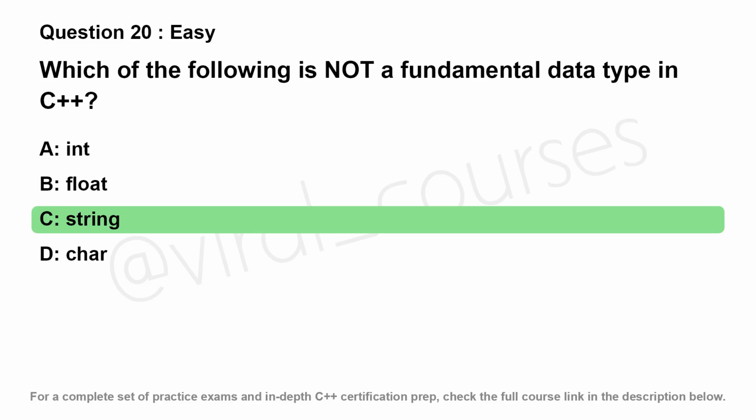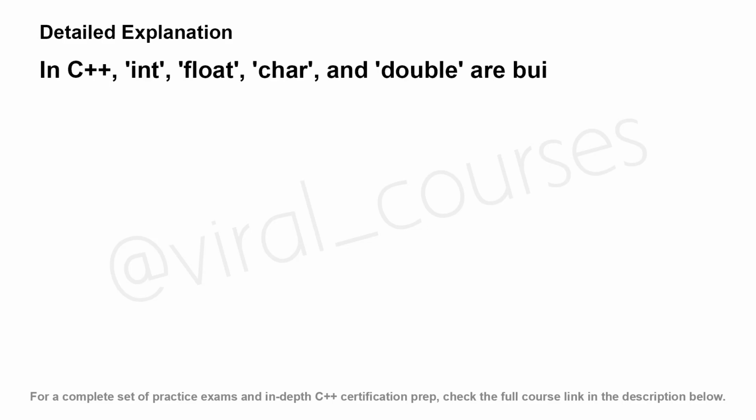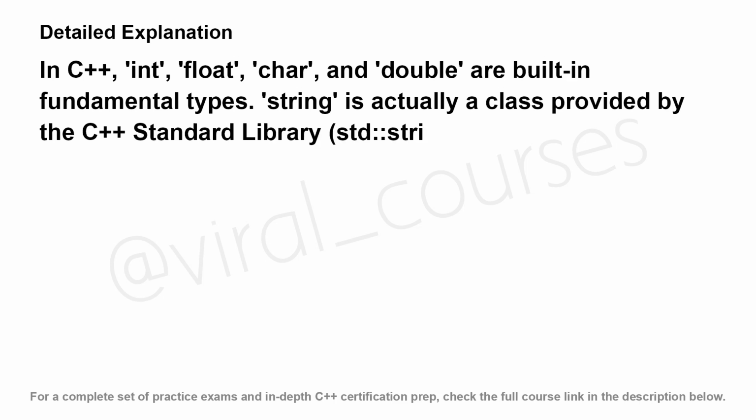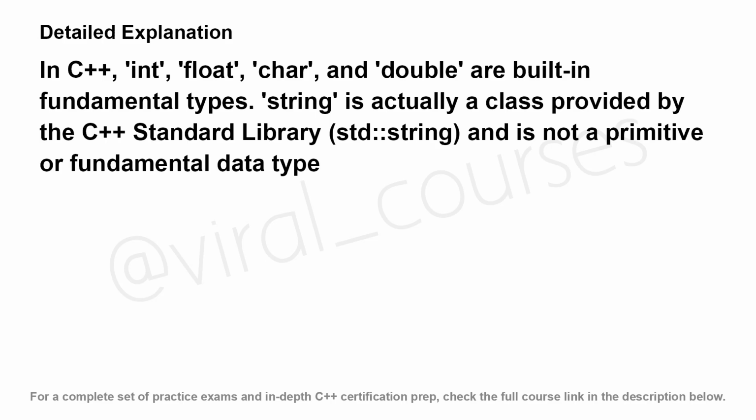The correct answer is C. In C++, int, float, char, and double are built-in fundamental types. String is actually a class provided by the C++ standard library, std::string, and is not a primitive or fundamental data type.